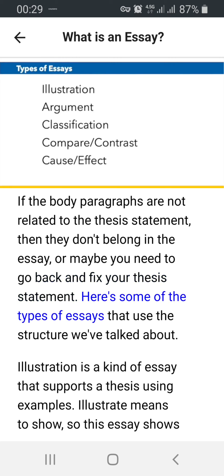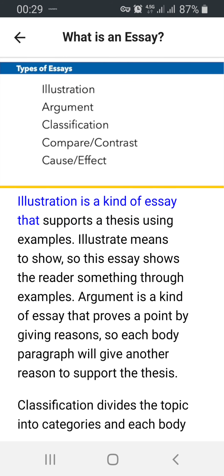Here are some of the types of essays that use the structure we've talked about. Illustration is a kind of essay that supports a thesis using examples. Illustrate means to show, so this kind of essay shows the reader something through examples. Argument is a kind of essay that proves a point by giving reasons, so each body paragraph will give another reason to support the thesis.